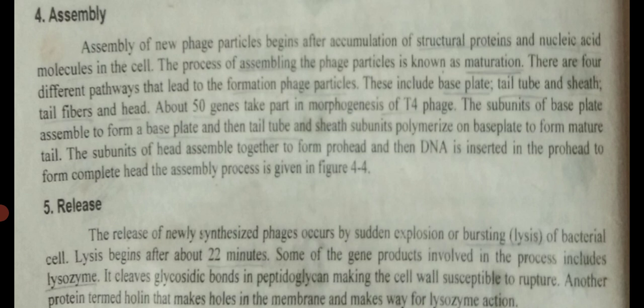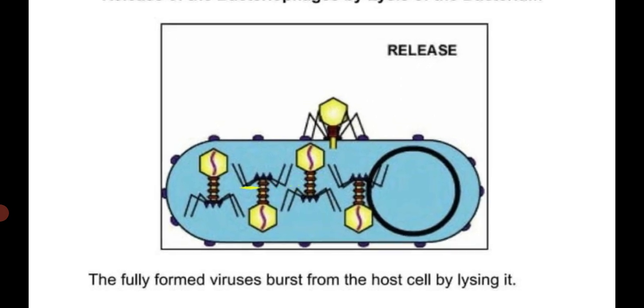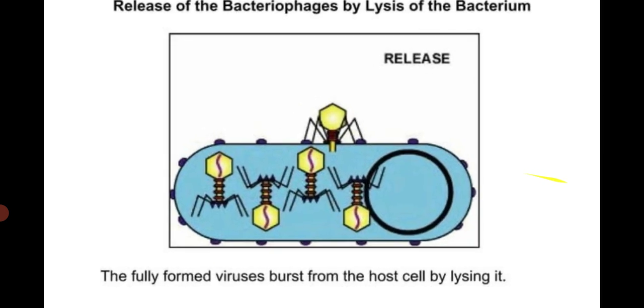Lysozyme is an enzyme which acts on the peptidoglycan of the cell wall. So the peptidoglycan gets broken, and from those pores the new virion particles are released. So at the time of release, the host cell gets killed or lysed. Here in this image, a number of virion particles are formed, and they break or lyse the host cell and are released into the environment.